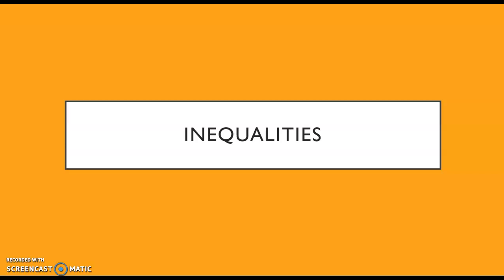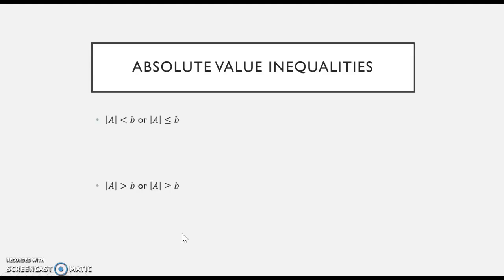We are continuing on with our absolute value. We're moving into the inequality portion. So things to note. Absolute value inequalities: if we have an absolute value less than, or an absolute value less than or equal to, then we have an and statement. So this would be, there it is.